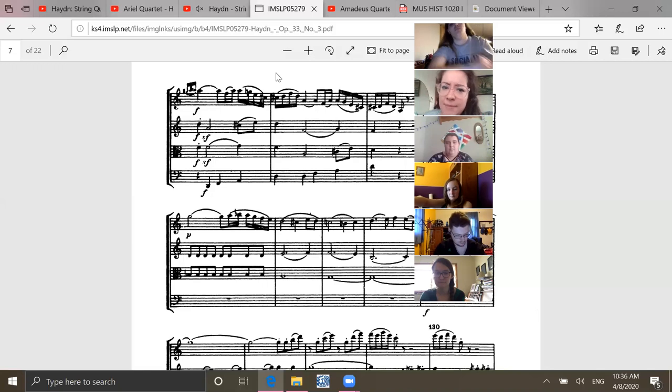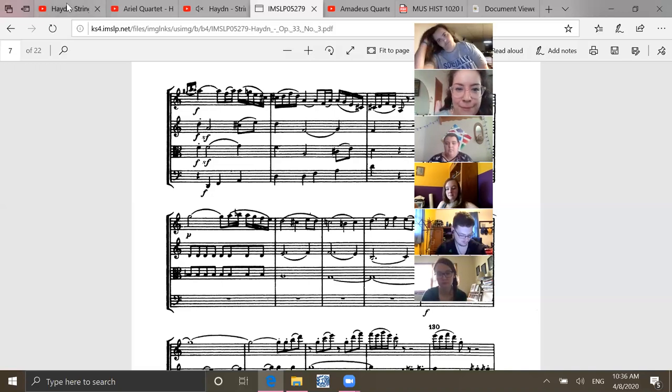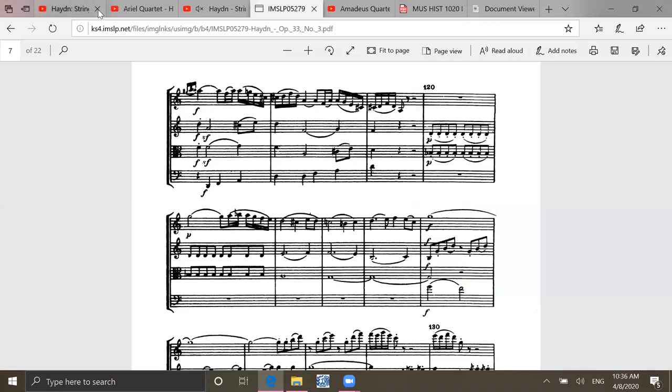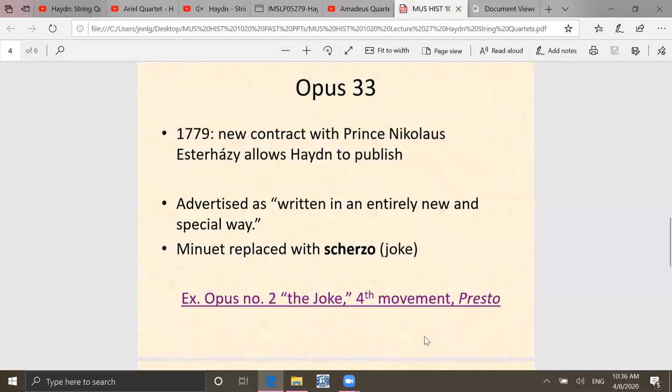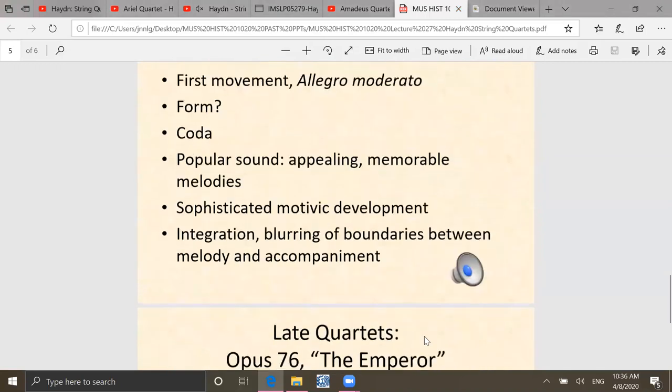Sometimes titles were applied by composers themselves, but other times they're applied by people who heard and played these pieces, or even by publishers as well. So I'm not entirely sure where it comes from, but you can definitely hear how it fits and also see how it fits as well.